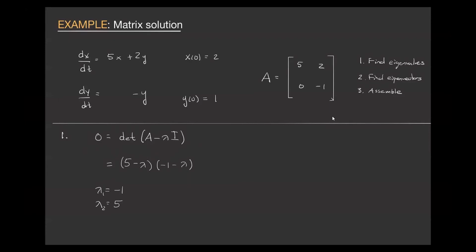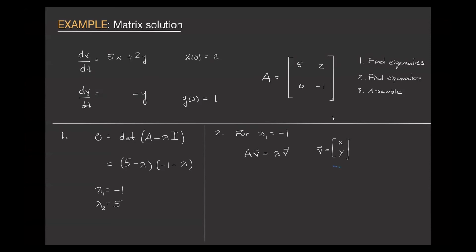Now from there, we want to find eigenvectors. We want to do this for each one of the eigenvalues. So doing part 2, say we're looking at lambda 1 equals -1. What we do is we say A times v is equal to lambda times v, where, as a reminder, v is equal to, let's say, xy, like this.